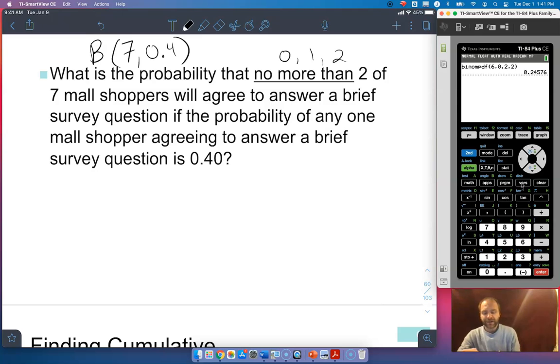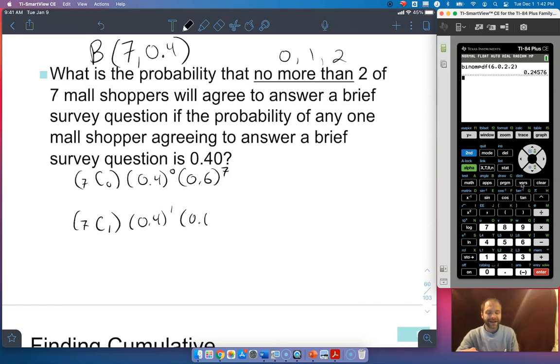So I could do my 7C0, and I can multiply by 0.4. I want no successes. I want all failures. I want no one to agree. I want everyone to disagree. I can also have the other situation here, 7C1: 1 person agrees and 6 people do not agree. I can have 7C2: 2 people agree and 5 people do not agree.